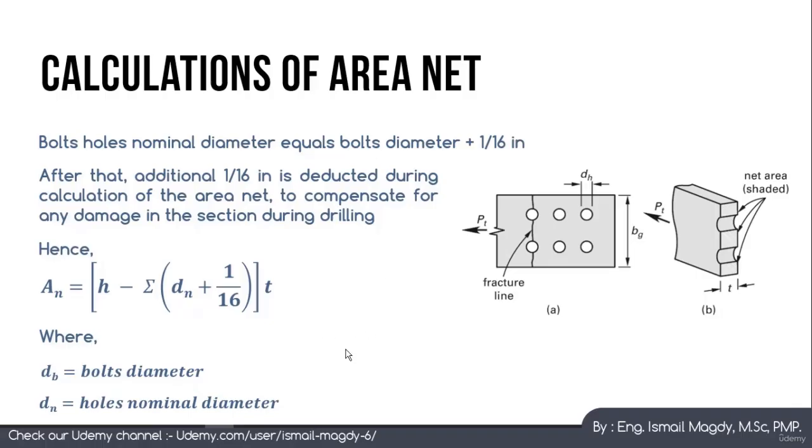So in summary, we add to the bolt diameter 1/16 for the tolerance and another 1/16 for the damage. In case the hole diameter is given directly in the problem, you add only 1/16. And of course all of this will be multiplied by t, which is the thickness. So now let's have an example of this.